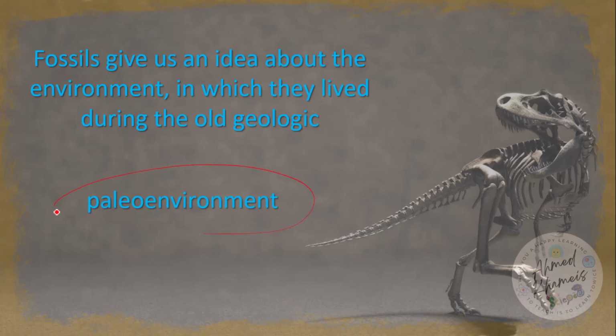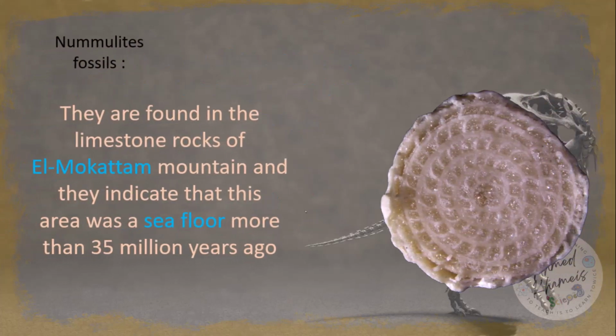So paleo environment means old environment. Paleo means old. For example, the Nummulite fossil they found in limestone in El Muqattam mountain indicates that El Muqattam mountain was a sea floor more than 35 million years ago. So whenever we find a Nummulite fossil, we know that this place was a sea floor.